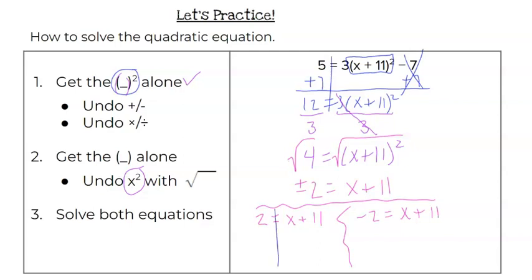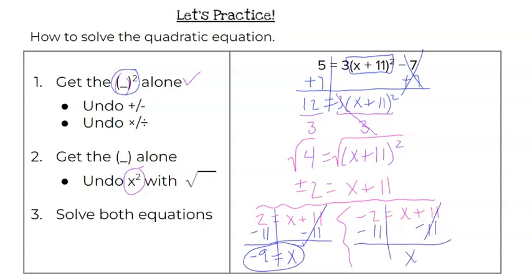Now we just need to solve both of these equations by undoing plus 11 with minus 11. x is equal to 2 take away 11, which is negative 9. And then on the other equation, still subtract 11 from both sides, and x is equal to negative 2 take away 11, which is negative 13. So our answer for this would be x is equal to negative 9, and x is equal to negative 13.